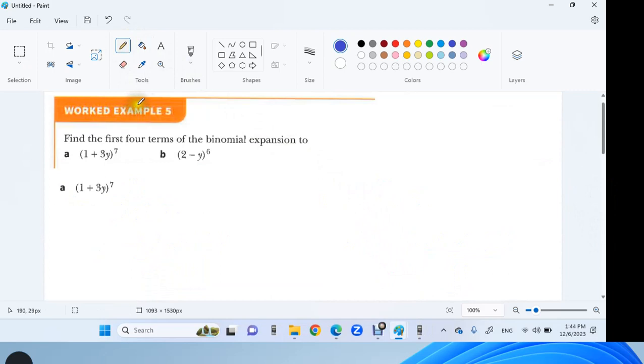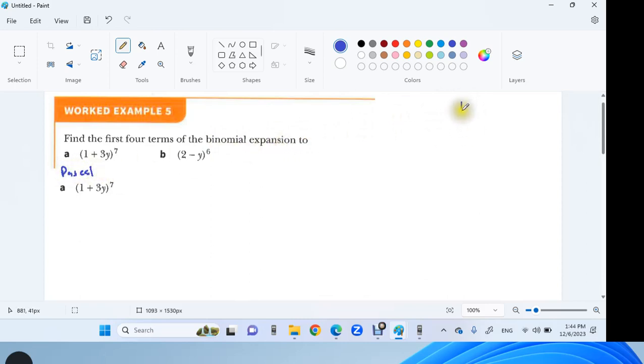Look at worked example number 5. I have (1 plus 3y) to the power of 7. They want you to write the first 4 terms of the binomial expansion. So for this one, if I don't want to use the binomial expansion, I'm using Pascal's triangle.